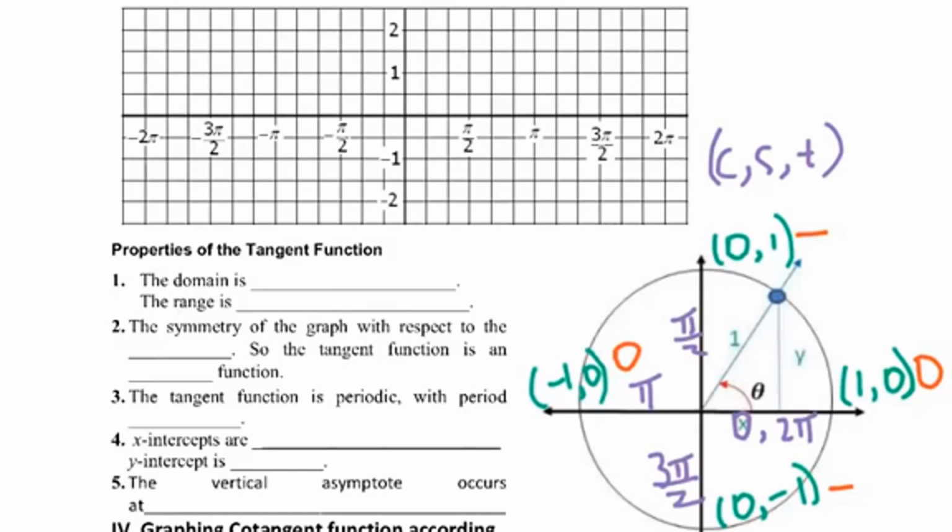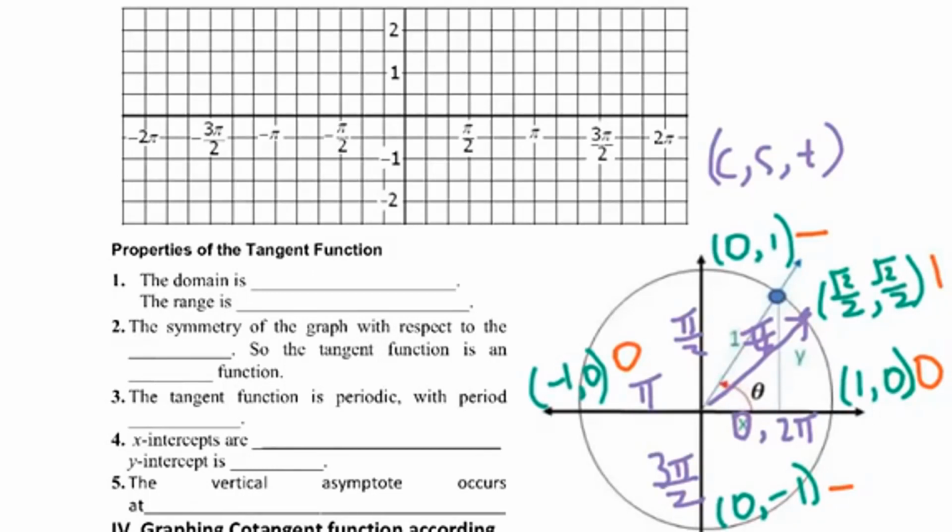So we need a point at pi over 4 here. For pi over 4, we know that's square root of 2 over 2, square root of 2 over 2. Then you have 1. So let's plot the points.